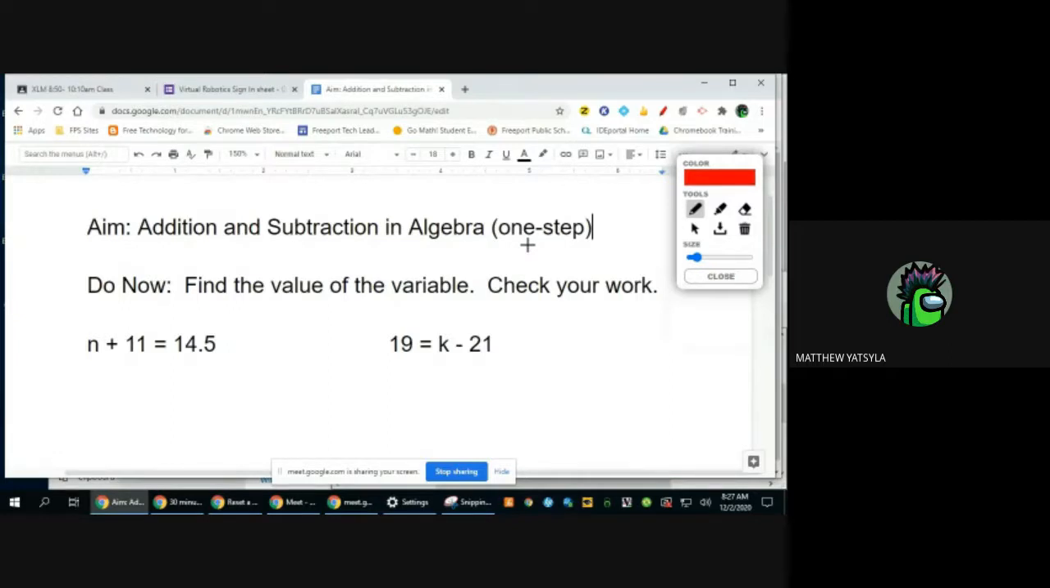the same. So a number plus 11 is 14 and a half. I know what you're saying. It's 3 and a half. Yes, I get it. You can do it in your head. Won't always stay like that.